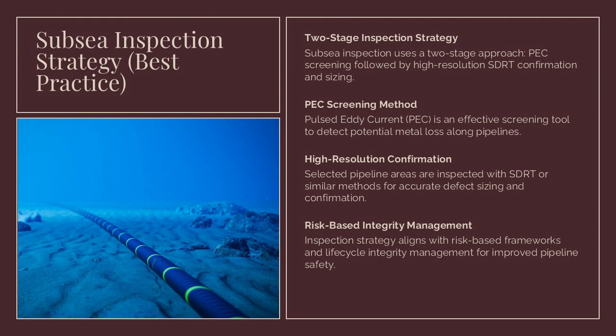Industry best practice for subsea pipeline inspection follows a two-stage strategy. Stage 1 uses PEC as a screening tool to identify areas of potential metal loss. Stage 2 applies SDRT or other high-resolution methods at selected locations for confirmation and sizing. Speaker notes should align this strategy with risk-based inspection frameworks and lifecycle integrity management principles.